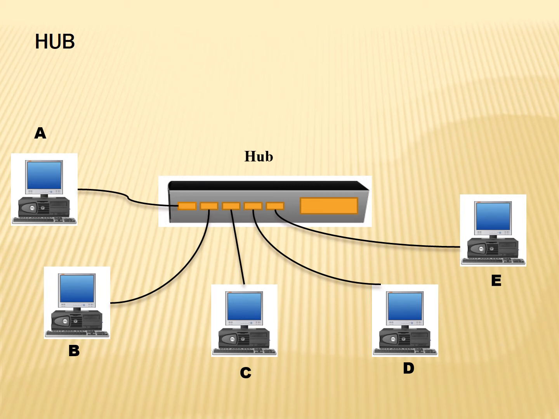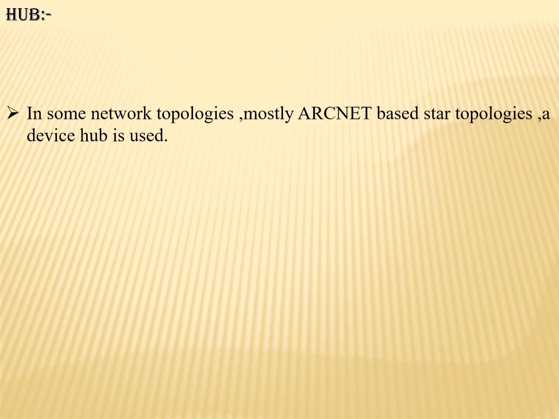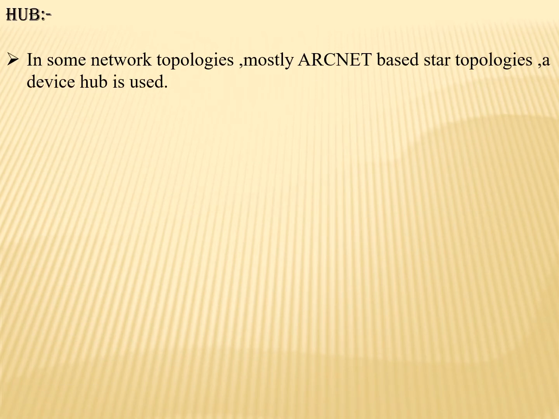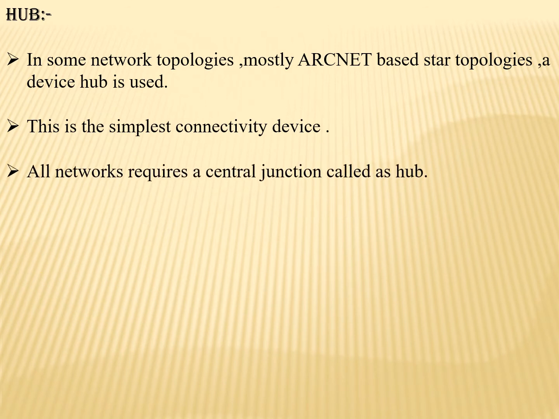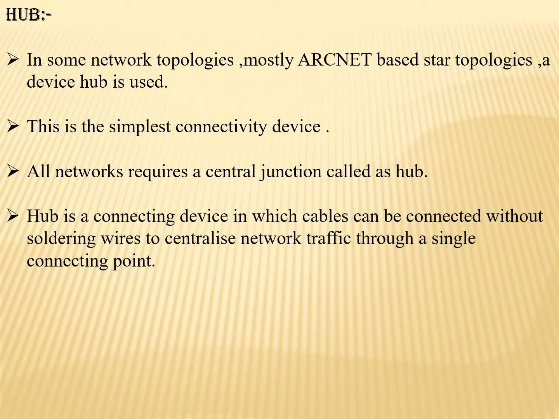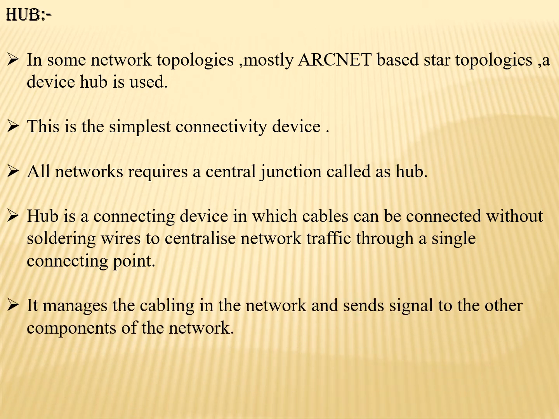Now let us discuss the functions of hub. In some network topologies, mostly ARPANET based star topologies, a central device, the hub, is used. It is the simplest connectivity device. All networks require a central junction called a hub. Hub is a connecting device in which cables can be connected without soldering wires, to centralize network traffic through a single connecting point. So my hub is very intelligent. What it will do, it will properly route the data to the destination without any traffic jam. It manages the cabling in the network and sends signal to the other components of the network.